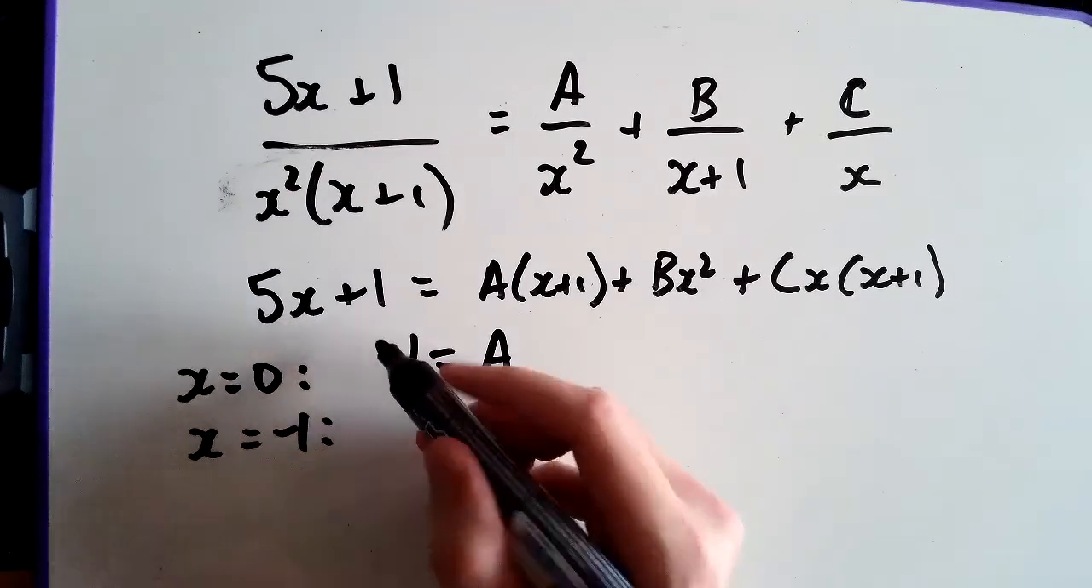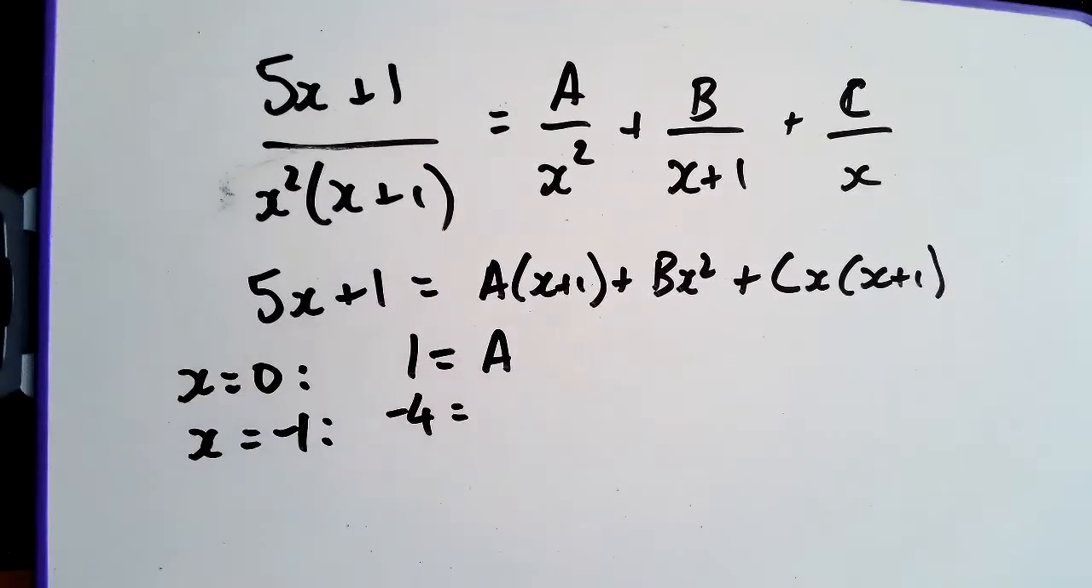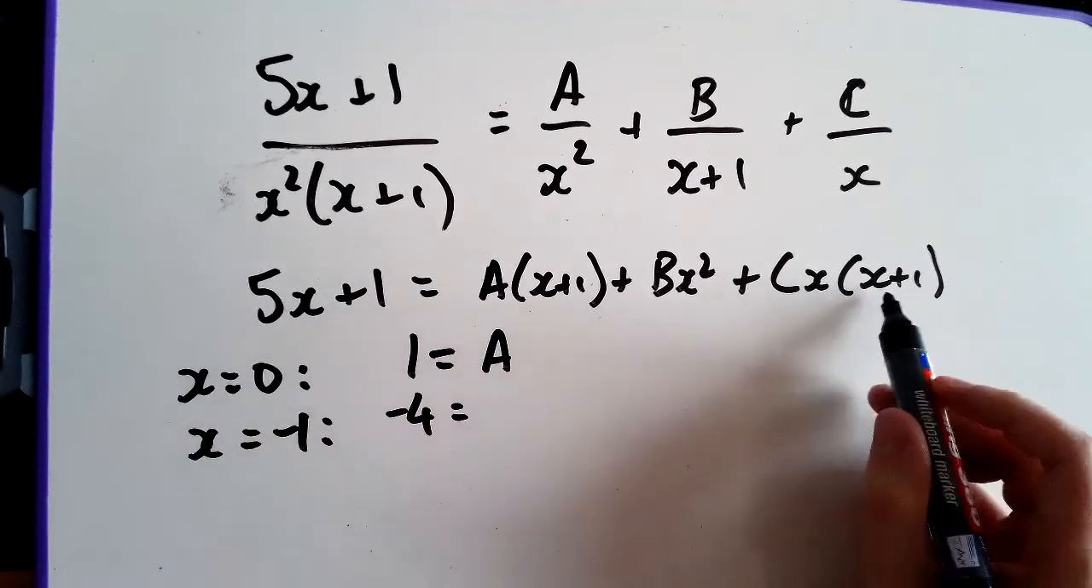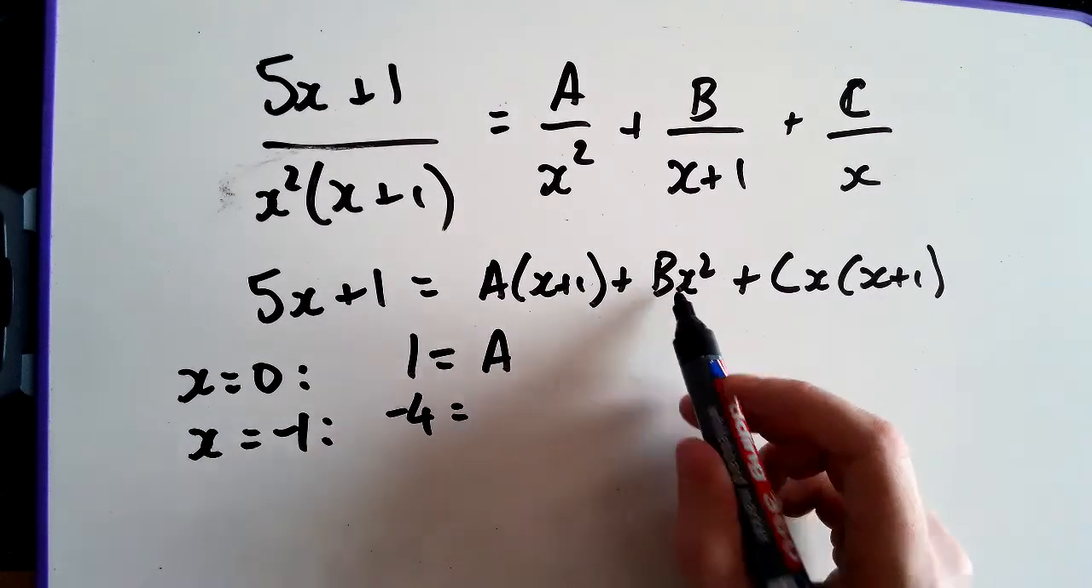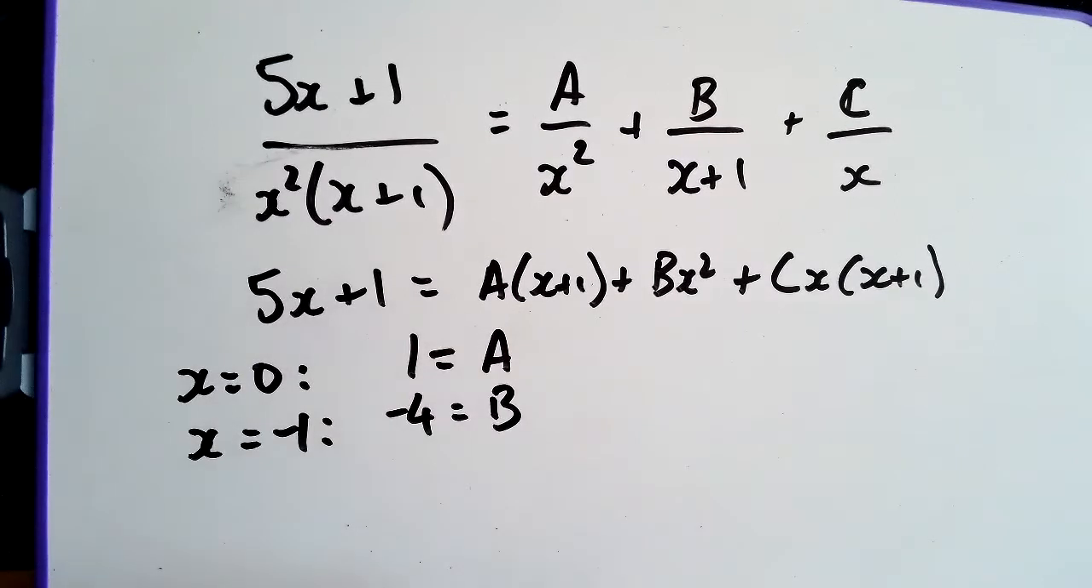Second magic number would be minus 1. So minus 5 plus 1 is minus 4, equals, that disappears, minus 1 squared is 1, so I just get b. So b is minus 4.